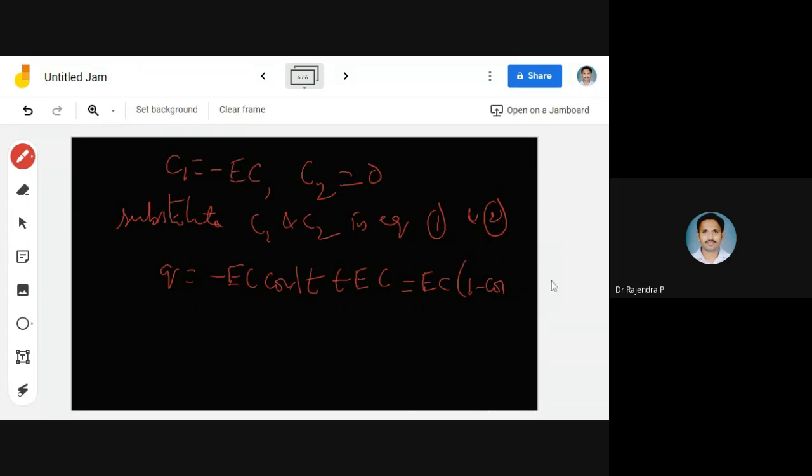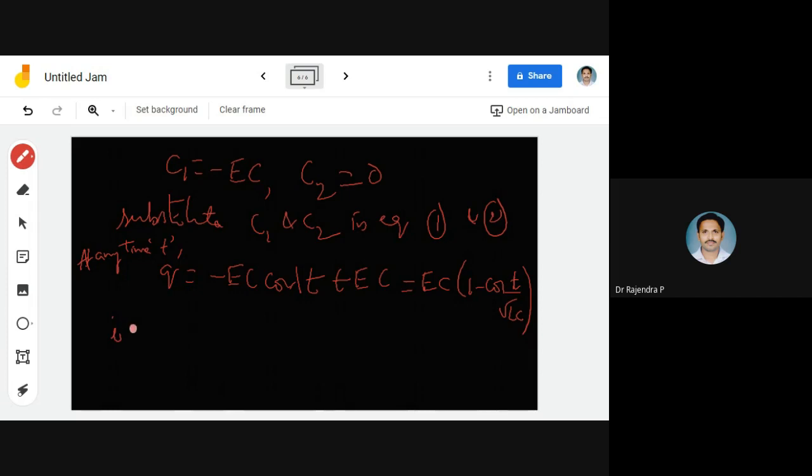What is lambda? Have you remembered the lambda value? Lambda square value is 1 by LC. So the lambda value is 1 by root LC, into T. I am writing T there only. Okay. So this is your Q at any time. At any time T, we have Q like this.